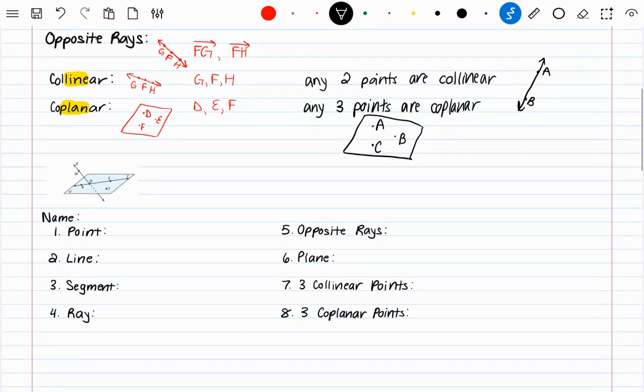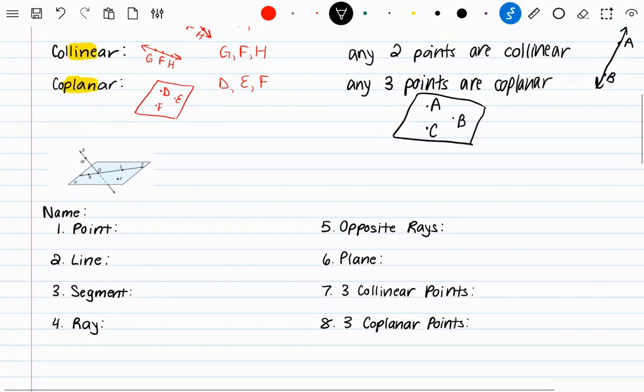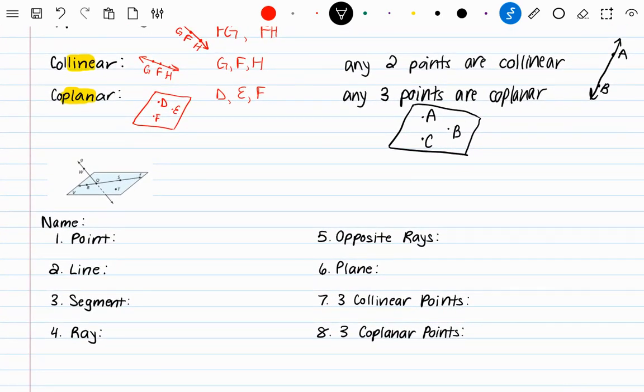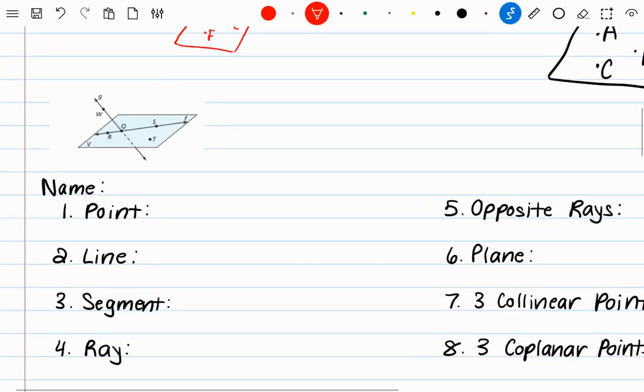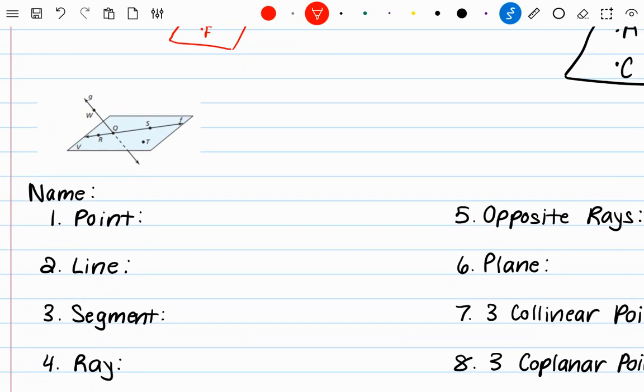Without further ado, let's apply it to an example. Go ahead and pause this video and try to see what parts you can do on your own. Point, we are looking for dots. R has a dot next to it, Q has a dot, S has a dot, T has a dot, and W has a dot. So those are all points.